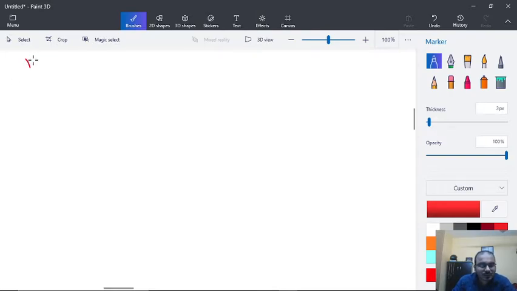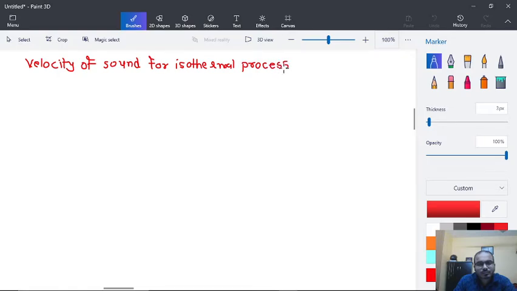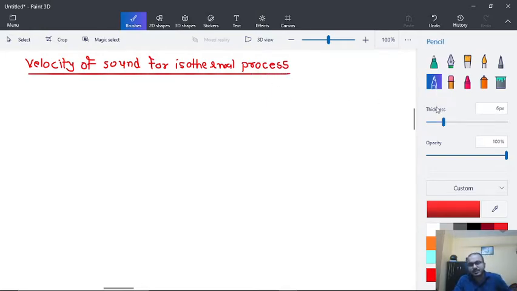So we will be deriving velocity of sound for isothermal process. So let's begin this.